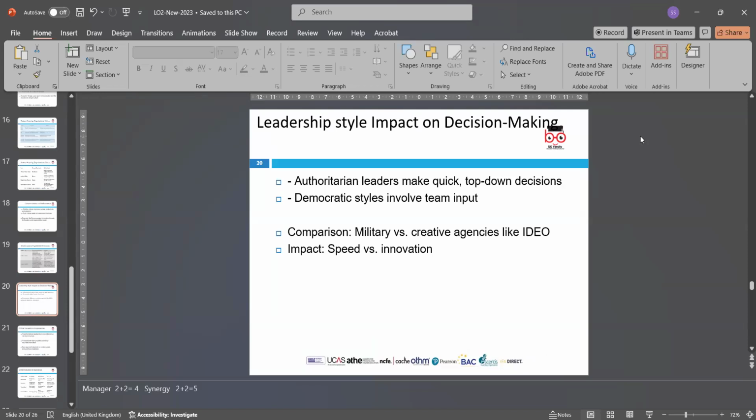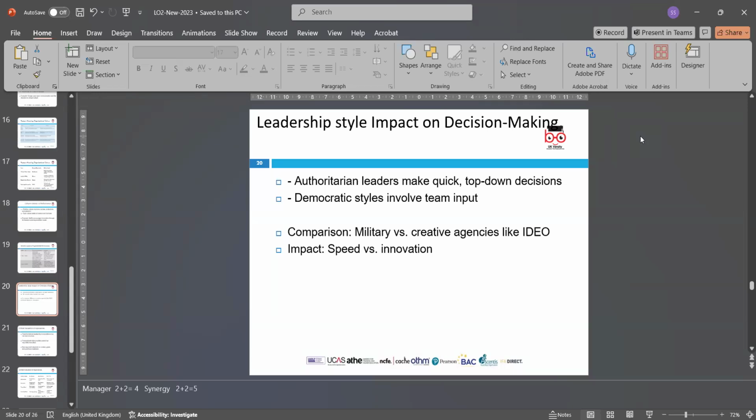Leadership style and decision making. Some leadership styles impact your decision making heavily. Some leadership styles help to make quick decisions. For example, authoritarian leaders make quick decisions because they make centralized decisions at the top level. Top level people don't need to call a meeting, they don't need to include people from different levels. They just sit together and make the quick decision at the top level.